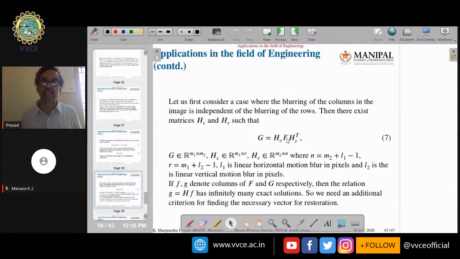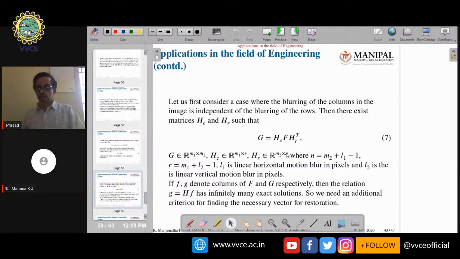But it may not be the case all the time. So in such a case, we look for the best possible solution. How do we get the best possible solution? We take the help of the Moore-Penrose inverse, the Moore-Penrose inverse of this HC and HR.